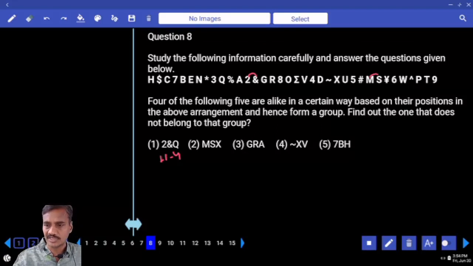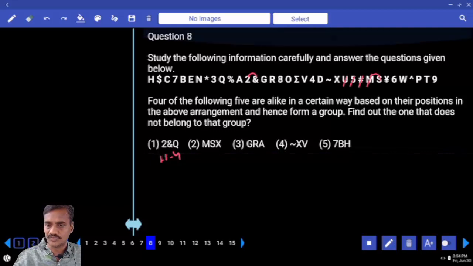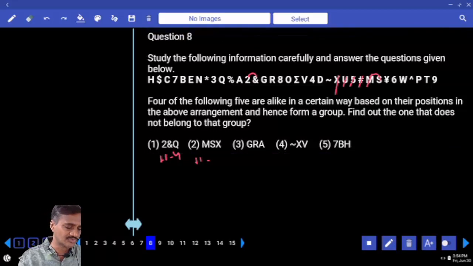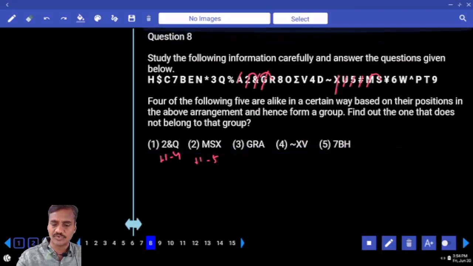M and S, here it is plus 1. 1, 2, 3, 4, 5 minus 1. Now plus 1 minus. Next one G and R. Now G and R, the difference is so much. G and R plus 1. R and A and 1, 2, 3, 4 minus 4.